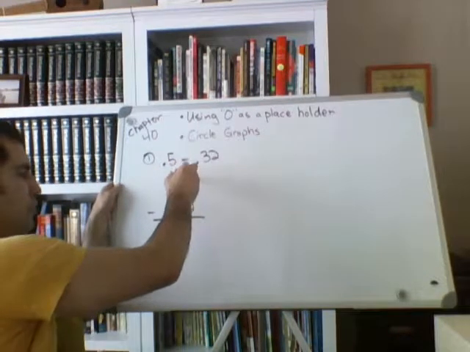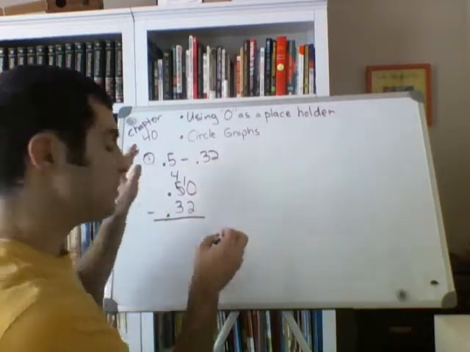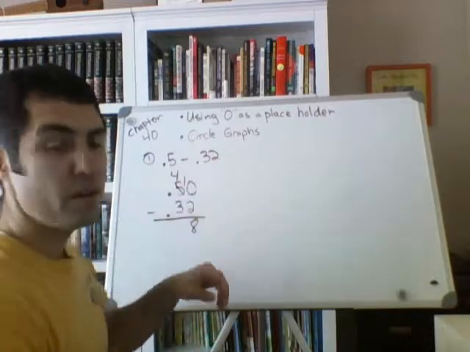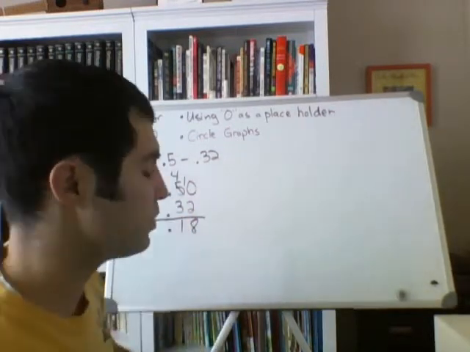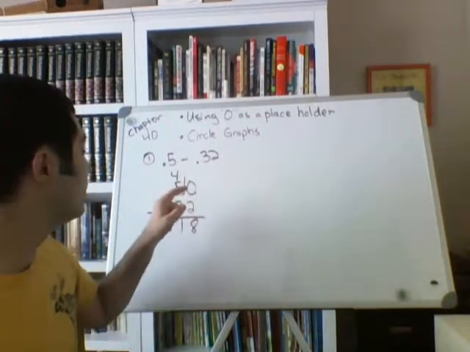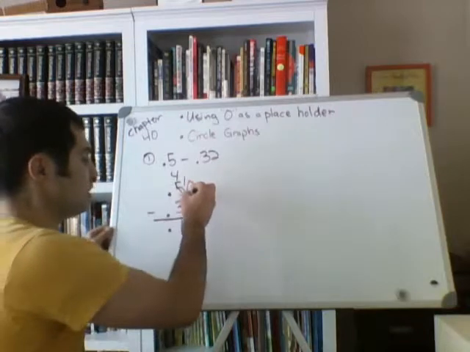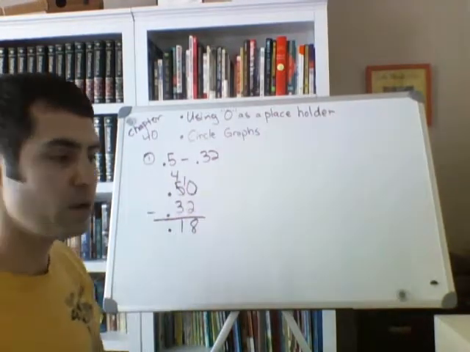Alright, 0 minus 2 can't do it, so we're going to borrow. 5 is going to become a 4. 0 is going to become a 10. Now we can subtract this. 10 minus 2 is 8. 4 minus 3 is 1. So your answer in this case is 0.18. But the crux of the issue, the most important item that you should learn, is that by putting a 0 here, we're able to complete the problem.